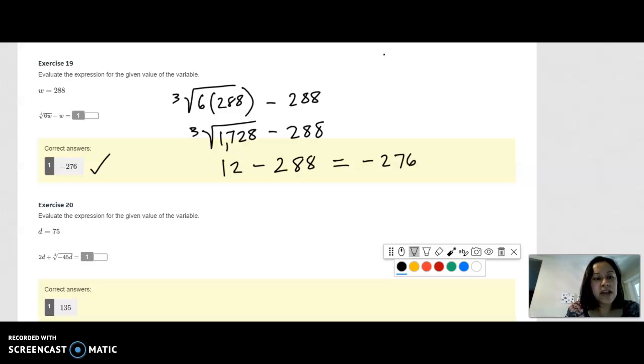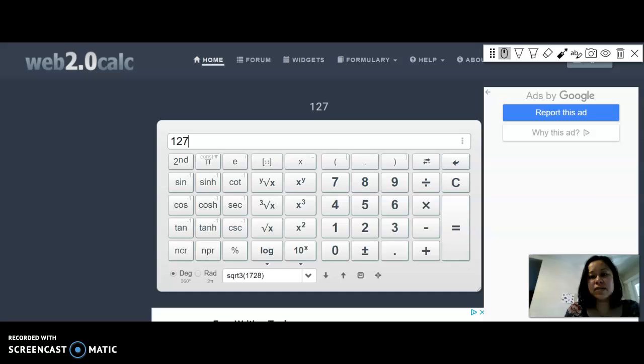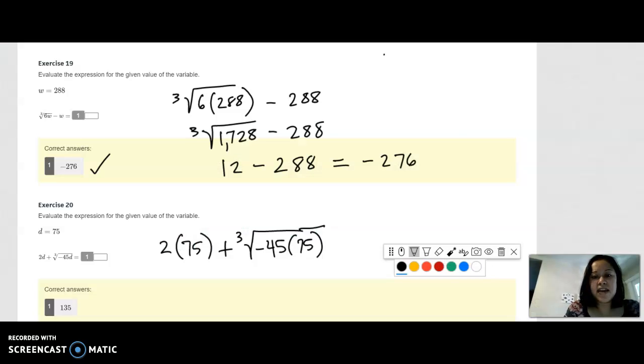Number 20, evaluate the expression for the given value of the variable. Again, you're plugging in 75. So 2 times 75 plus the cubed root of negative 45 times 75. So we're going to multiply the 75 times 45 first. 75 times 45 is 3375, so that's the cube root of 3375. Okay, 2 times 75, that's 150.